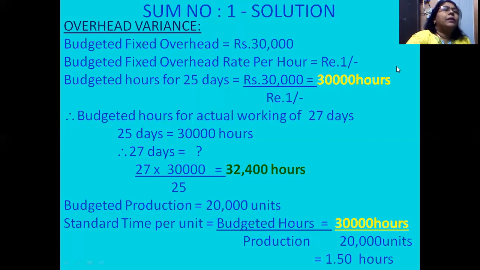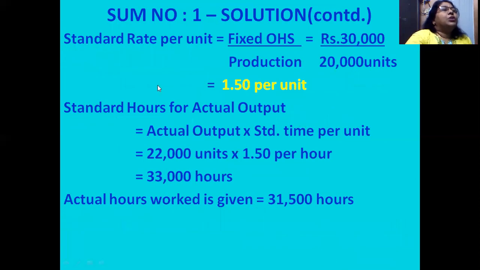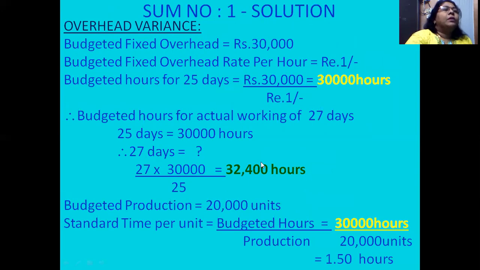So already we calculated 30,000 hours for the standard, divided by how many units as per standard? 20,000 units, means what is the standard time fixed for producing one unit? That is 1.50 hours. Next, we'll have a calculation for standard rate per unit. How to calculate the standard rate per unit: take the fixed overhead, 30,000, and the production of 20,000 units, so the standard rate per unit is 1.50 per unit.